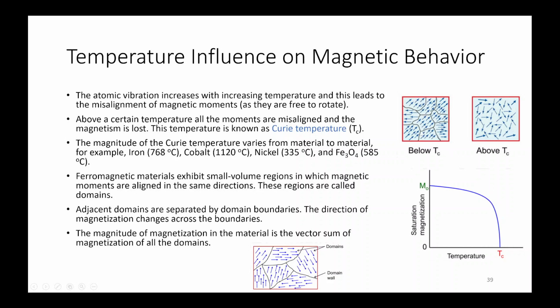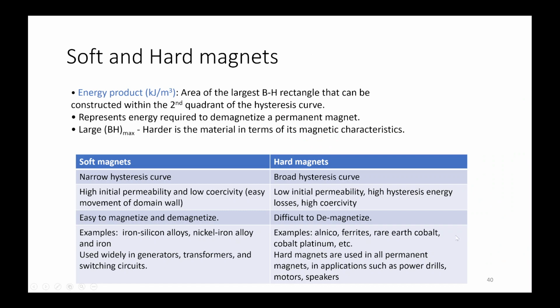Now below Tc, this is what the material looks like. It will get magnetized in various directions depending on the domain, and above Tc these magnetic moments are free to rotate. With increasing temperature, saturation magnetization comes to 0. Now depending on the properties, there are soft and hard magnets.